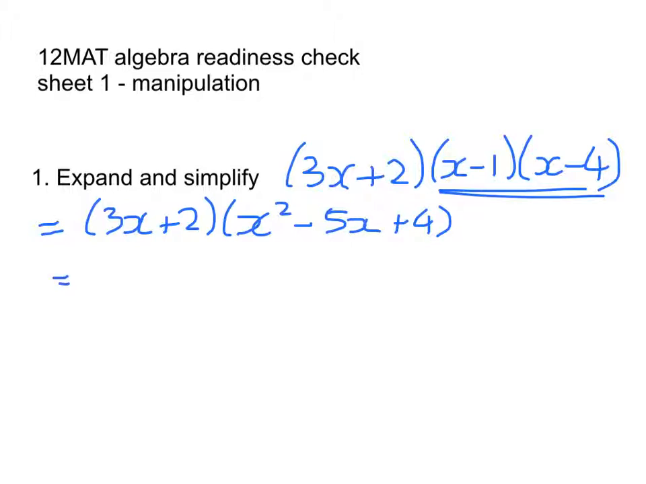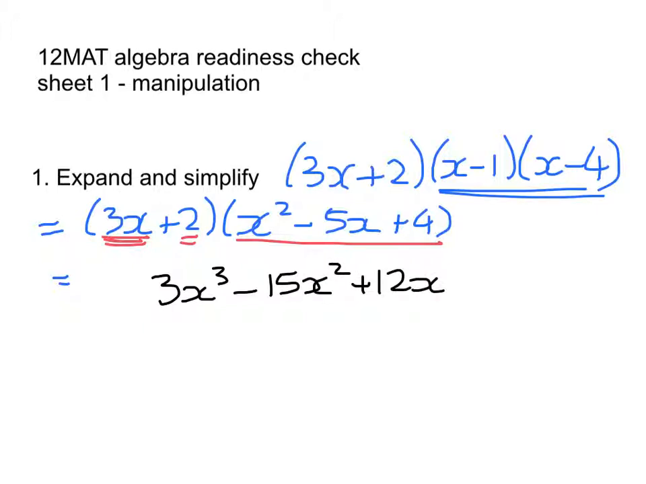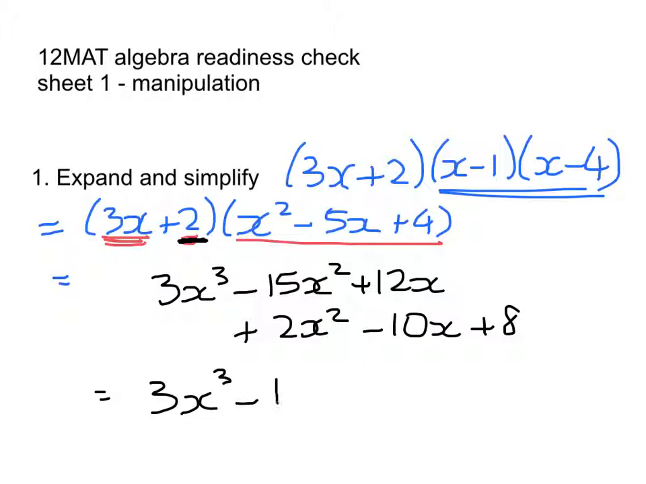So now I'm going to expand by multiplying everything in here by 3x and then everything by the 2. So when I do that, this is what I'm going to get. 3x cubed minus 15x squared plus 12x, and then when I multiply everything through by 2, plus 2x squared minus 10x plus 8. Right, now that equals 3x cubed minus 13x squared plus 2x plus 8.